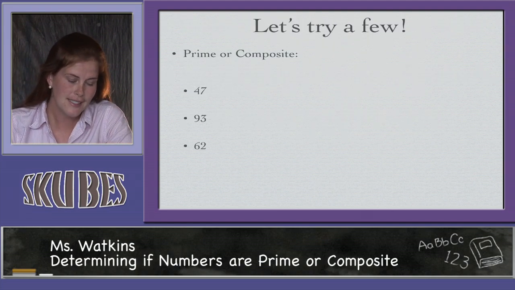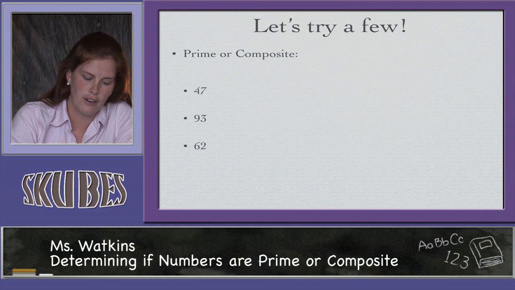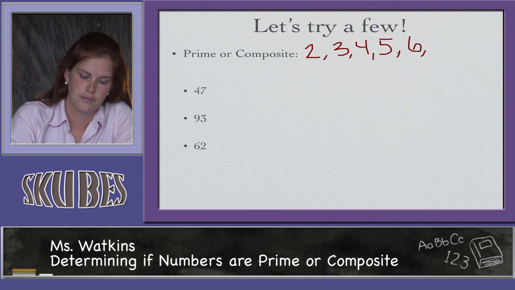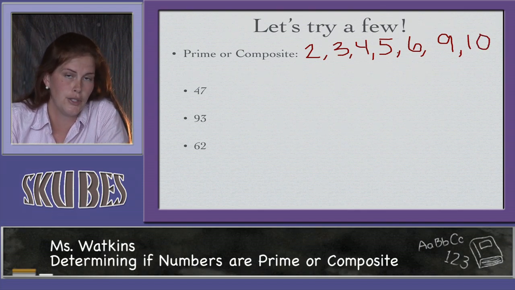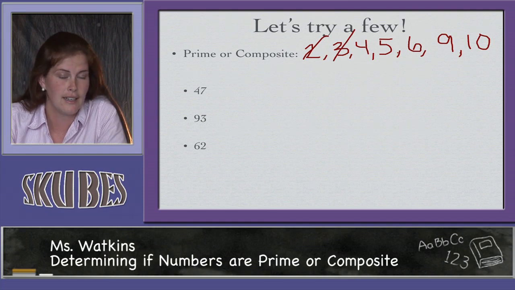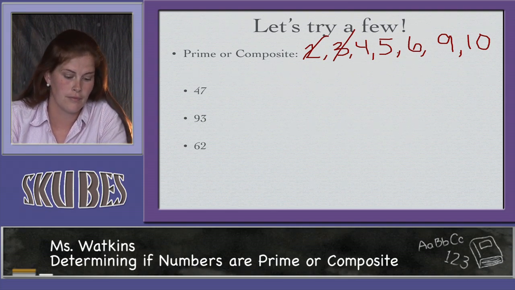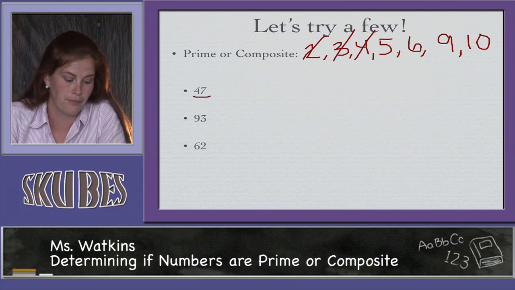Let's try a few. Let's decide if these numbers are prime or composite. So we're going to go through all of our divisibility rules. Okay, let's look at the number 47. 47 is not divisible by 2 because it's not an even number. It's not divisible by 3 because when I add 4 plus 7 together, that gives me 11, and 11 is not divisible by 3. It is not divisible by 4 because 47 is not divisible by 4.